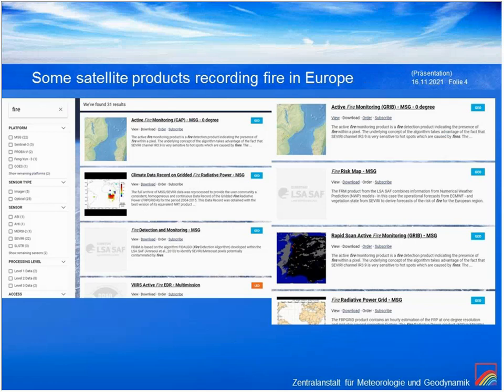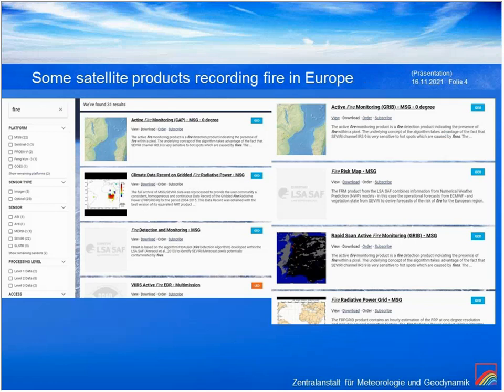And in the past, I was using some satellite products. And if you go to the EUMeTrain product guide and you enter fire, as I did here, you get, I think, 31 results showing different products from MSG over polar orbiting satellites, and also climatological products and so on. So there's a vast variety of products that can depict fire.